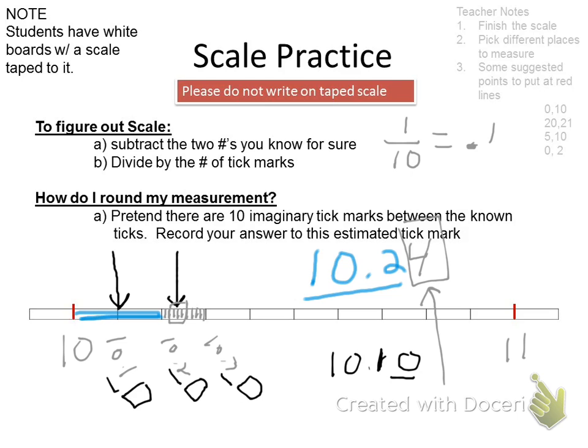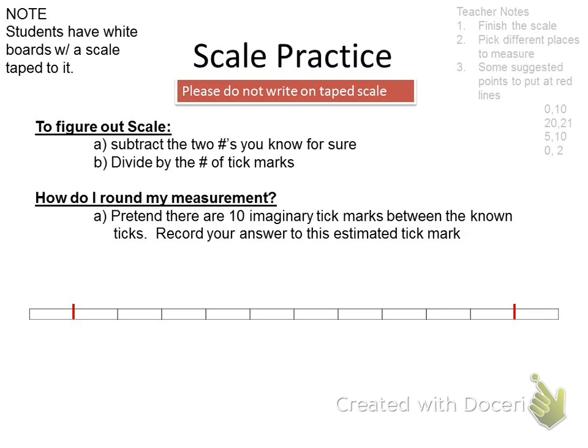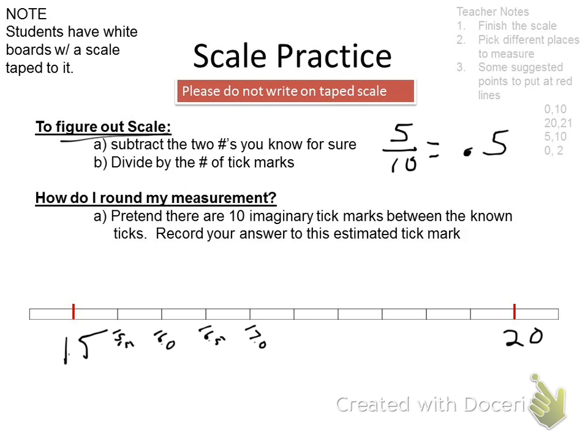Alright, let's try one more. What if I have a scale that starts at a 15, goes to 20? These are a little harder. So first of all, I've got to figure out the scale. There's a difference of 5 there, divided by 10 tick marks again. Means I'm counting by 0.5s this time. So for example, this would be 15.5. This would be 16.0. This would be 16.5. This would be 17.0. This would be 17.5, etc.